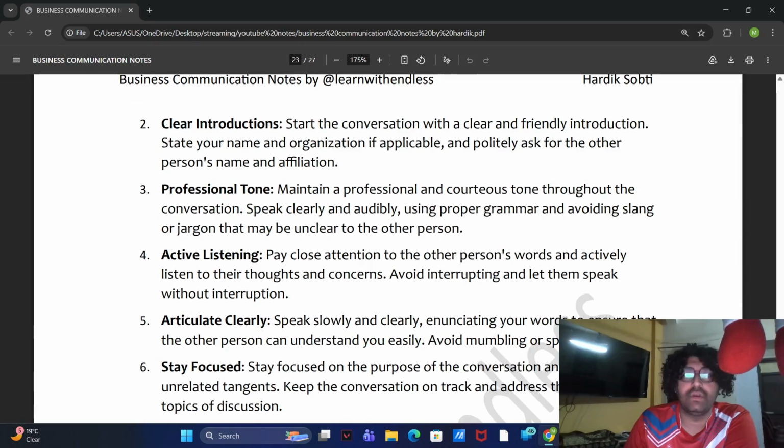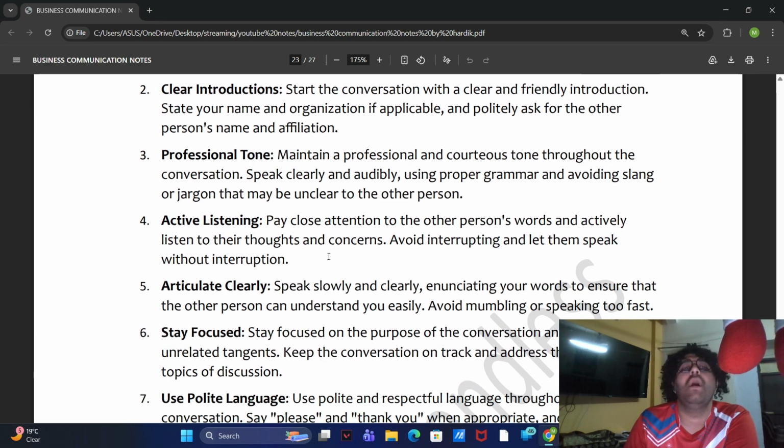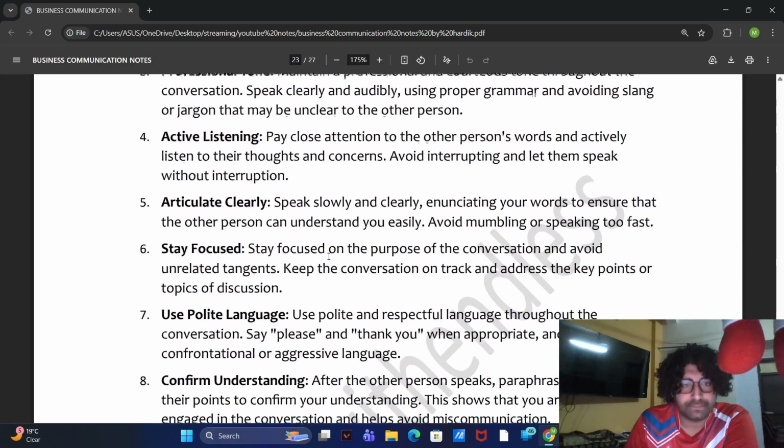Clear introduction. Start the conversation with a clear and friendly introduction. State your name and organization if applicable, and politely ask for other person's name and affiliation. Professional tone. Maintain a professional and courteous tone throughout the conversation. Speak clearly and audibly using proper grammar and avoiding slang or jargon that may be unclear to the other person.